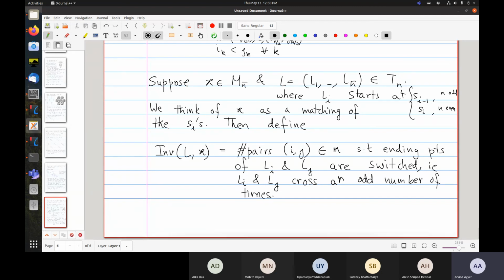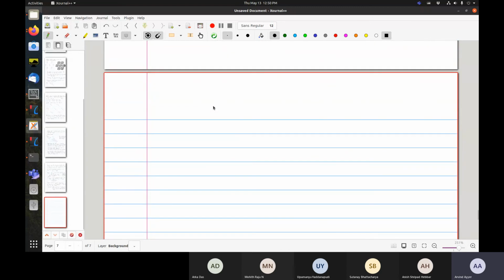Okay. Then the weight of the pair L, pi is W of L, pi.